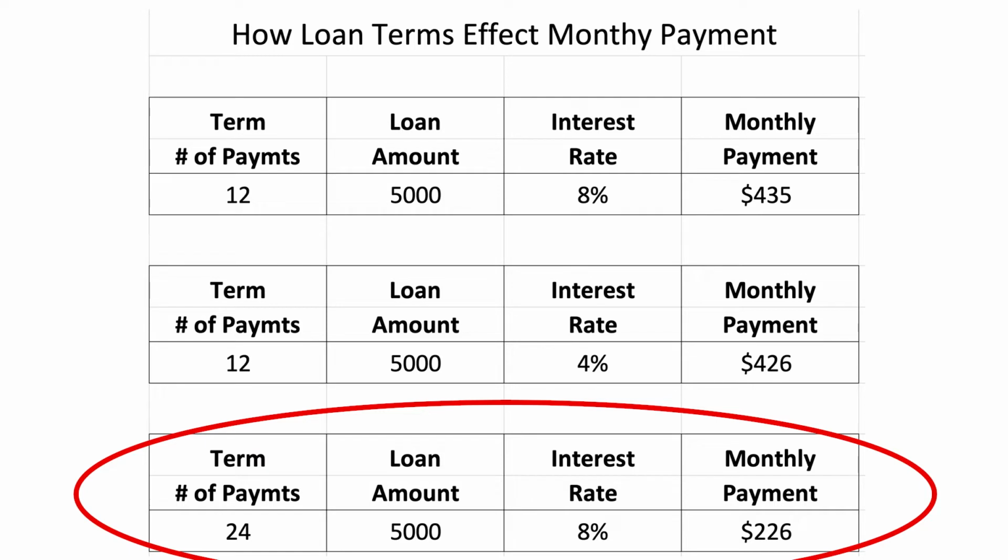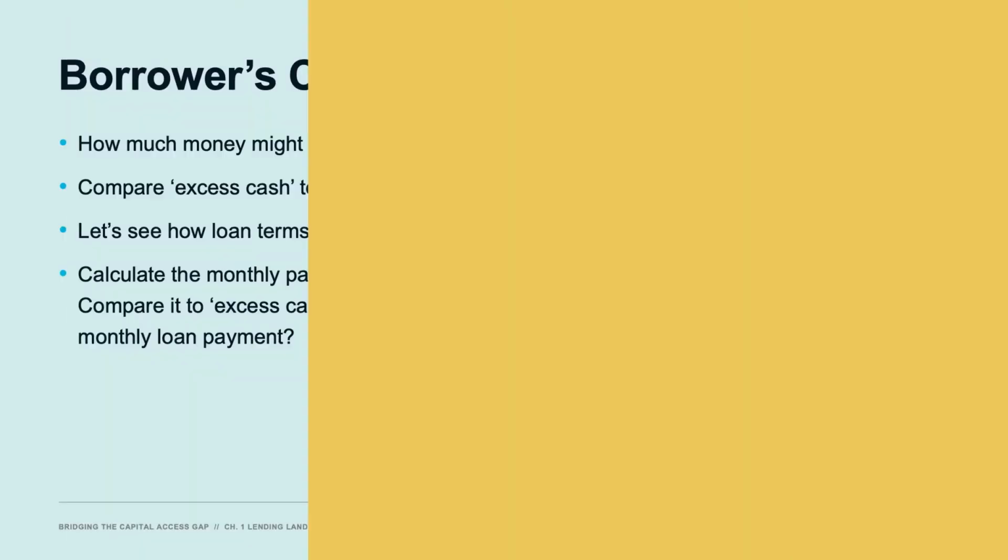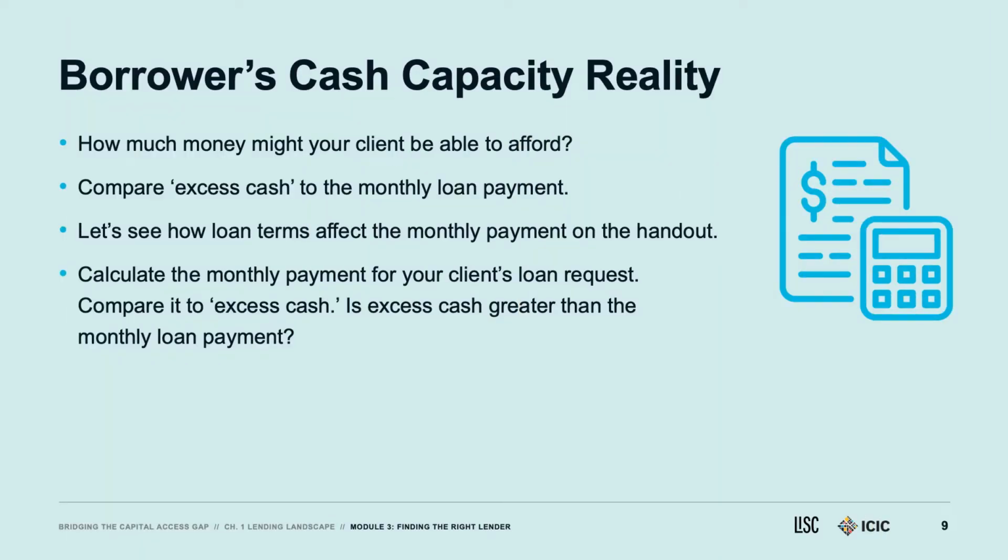And that's where you start comparing that monthly payment to how much cash it looks like is in the client's business and personal financial situation. Once you calculate the monthly payment for your client's loan request and you compare it to excess cash, you start to say, is excess cash greater than this loan payment that I've calculated? Does the amount your client can afford match the project costs? Again, we don't want to underfund a project. So if they can only afford a smaller loan, then we have to go back to the drawing board and think of a new project for them.